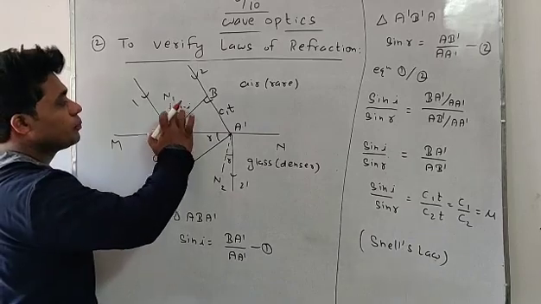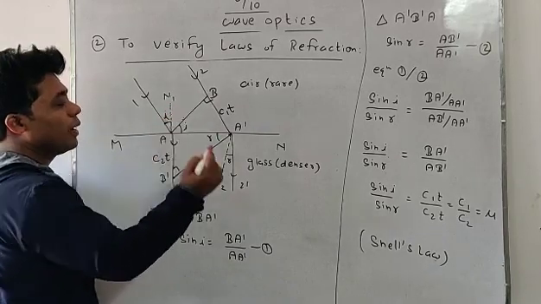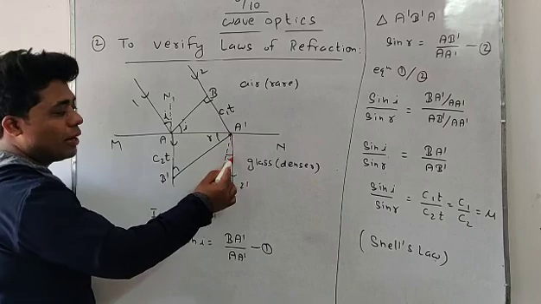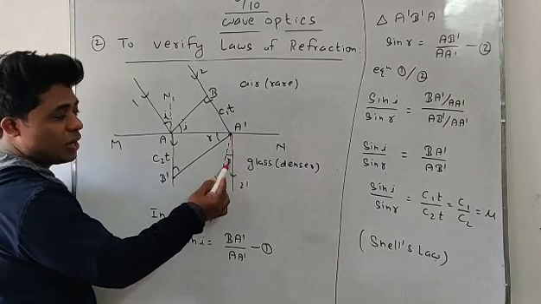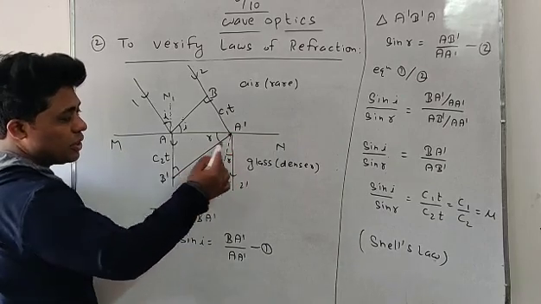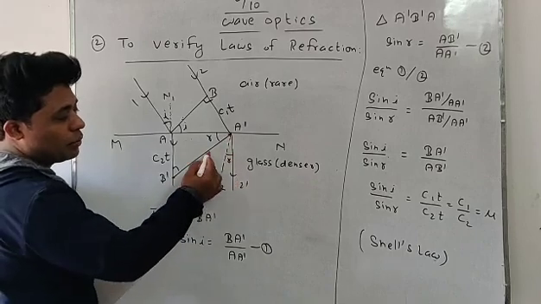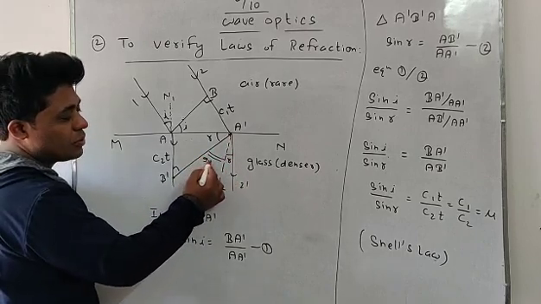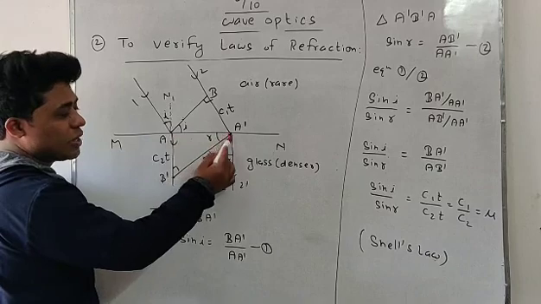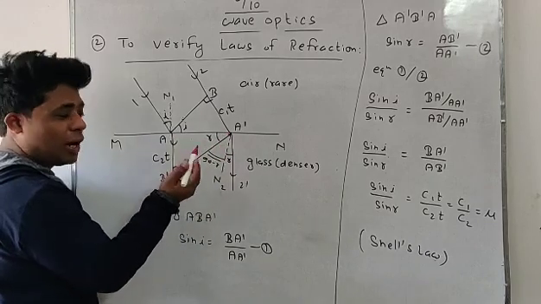Okay students. Similarly, the angle between the normal and the refracted ray is called the angle of refraction R. This is 90, so this is 90 minus R. This is again 90. If this is 90 minus R, that will be R.